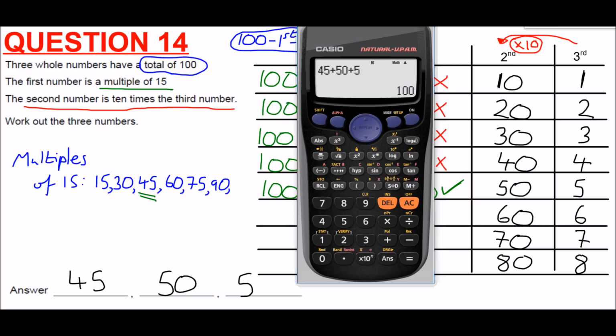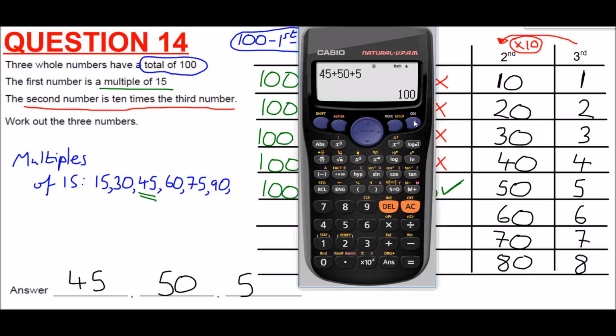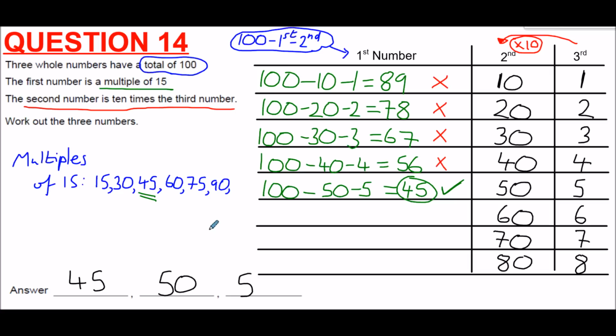So the key to these questions is not to panic and just think, how can I be systematic? How can I just start off somewhere? The hardest thing with these ones is knowing how to start off. But try anything to get started, then improve from your first guess.